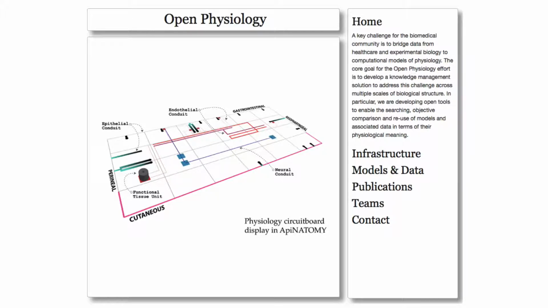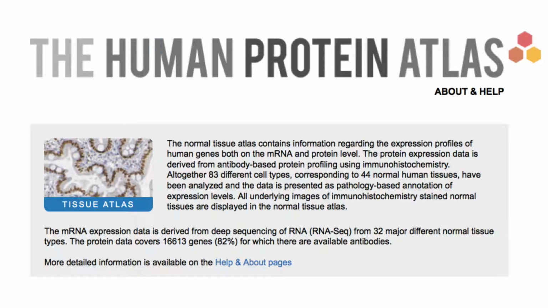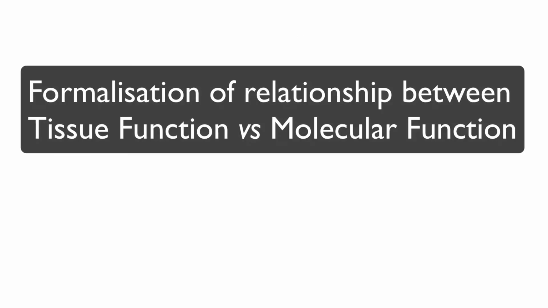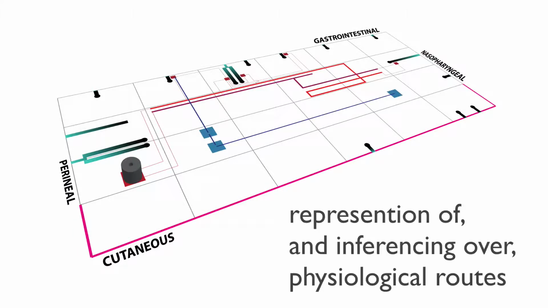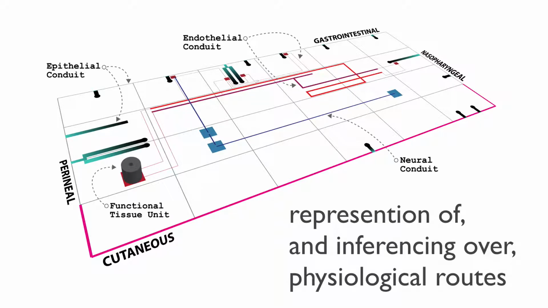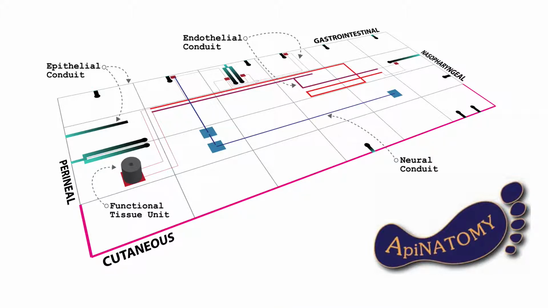the Open Physiology team. Part of this demo makes use of data imported from the Human Protein Atlas. The motivation for the Open Physiology effort is to articulate the relationship between tissue function and molecular function. We will achieve this articulation through the representation of and inferencing over physiological routes across the body using our ApiNATOMY toolkit. A key benefit of this work is that it supports the formal description of disease mechanisms in terms of an interference over these routes.